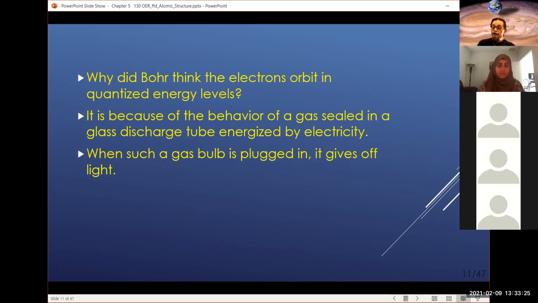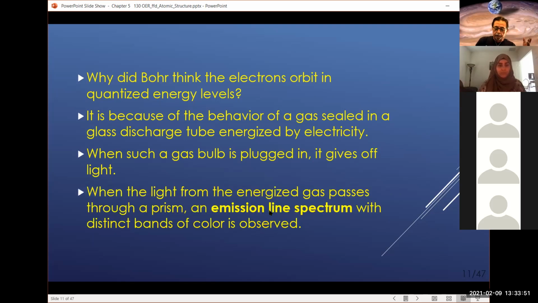If you have an old-fashioned incandescent light bulb, it gets hot, right? It gives you light, but it's hot. It's because it's exciting the molecules in that wire to go into the next excited state. When they come back down, they give off light and they give off heat. LEDs are similar; they are less hot, but they still give off light. By doing this, we create what's called an emission light spectrum.